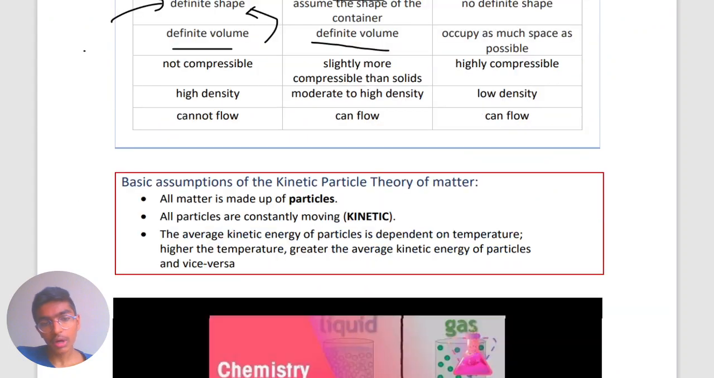Now, as you can see, we're coming to something called the kinetic particle theory of matter. Matter, remember, is basically made up of particles. It's made up of particles. These particles keep on moving due to the kinetic particle theory. The average kinetic energy of the particles is dependent on temperature.